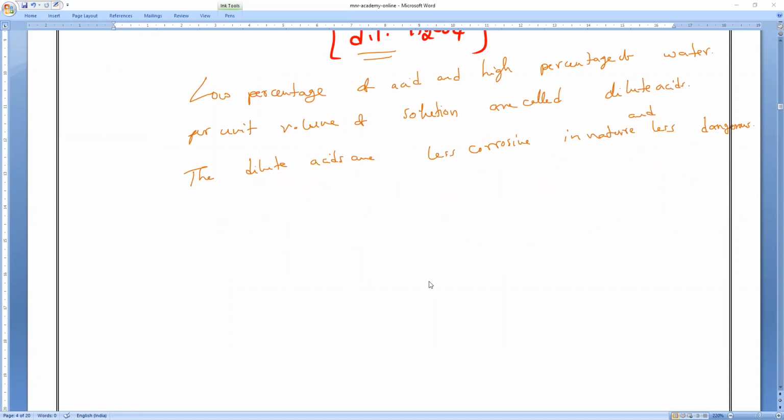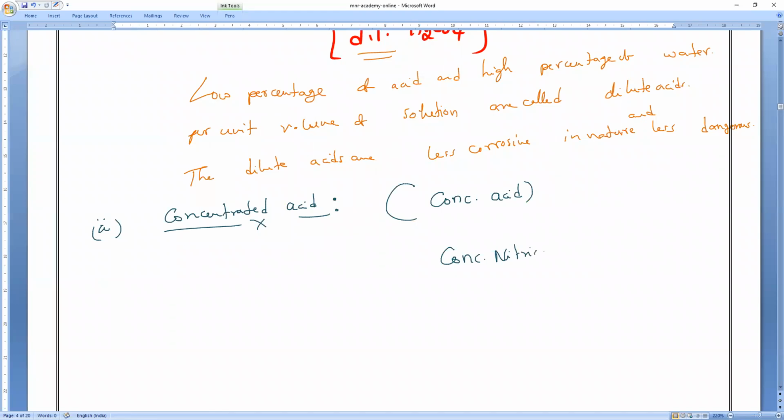Next, opposite to this, what type of acids do we call? Concentrated acid. So concentrated acid means what? First I'm showing how to represent concentrated acid. If you see it in a bottle, CONC dot concentrated acid, for example, CONC dot nitric acid. What is the nitric acid formula? HNO3. Clear? That is indicating it is a strong acid. Is it okay, guys? If it is sulfuric acid, likewise.